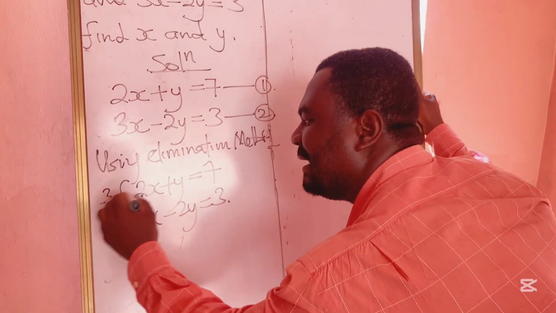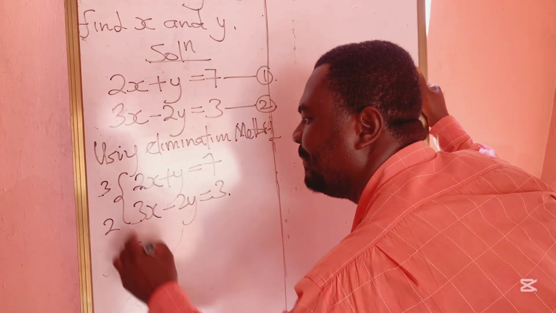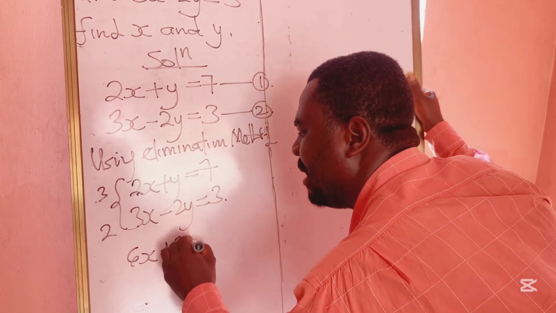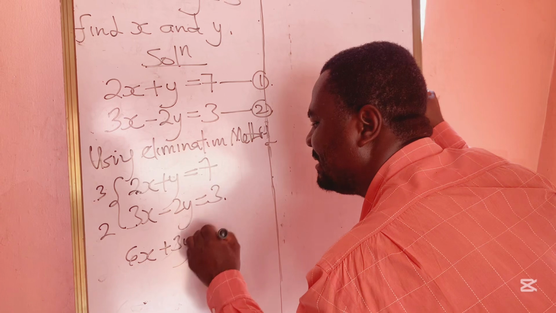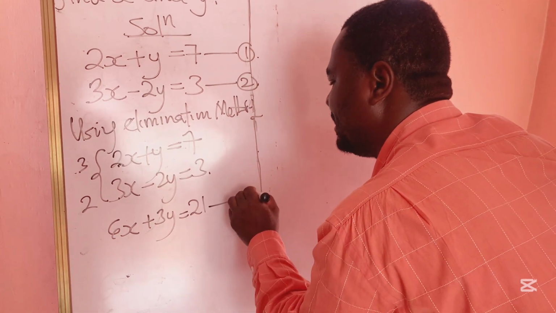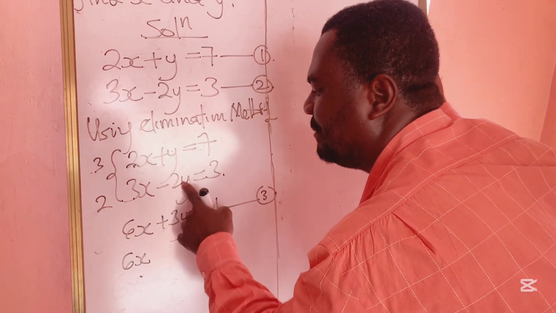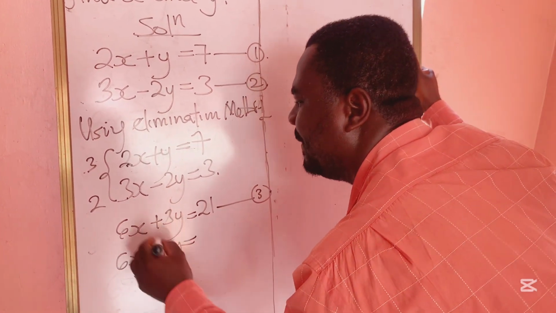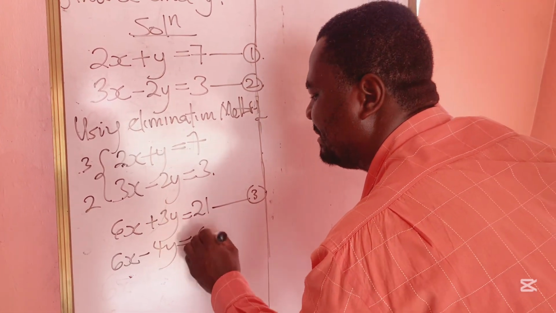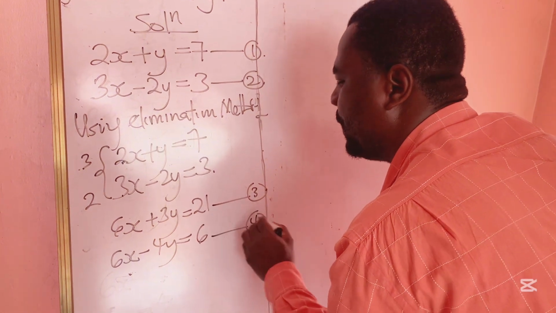After multiplying through the equation, we achieve what we want. So 3 times 2, we get 6x. 3 times y, we get 3y. 3 times 7, we get 21. So this is equation 3. 2 times 3x, we get 6x. 2 times negative 2y, we get negative 4y. And 2 times 3, we get 6 in the fourth equation.